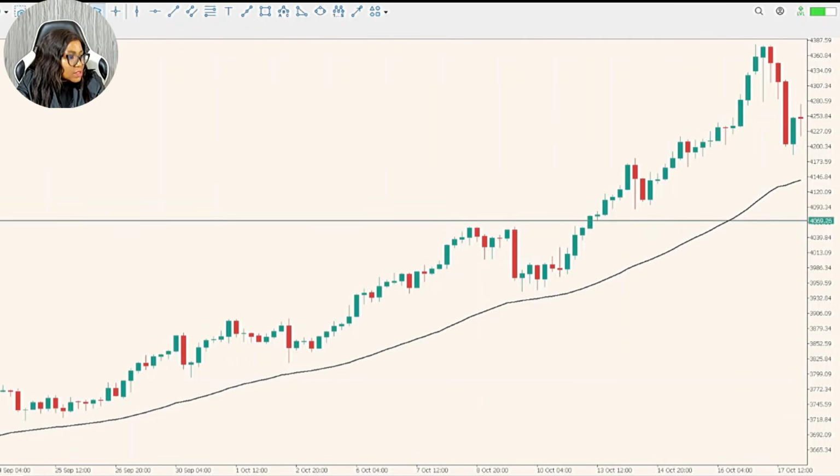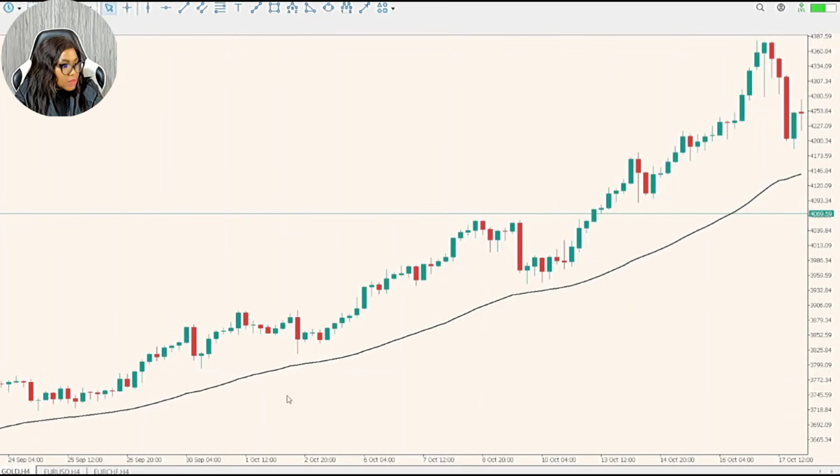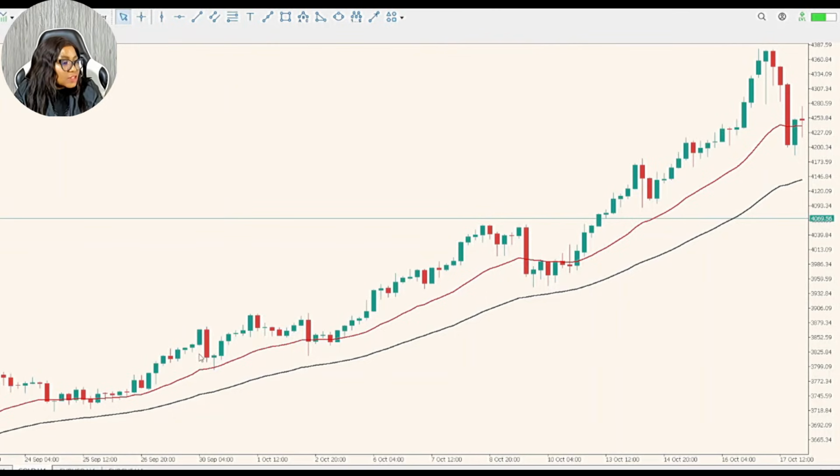Let me add the 20. I'm going to make that one red. And you see the 20 is also well respected. So the moving average can be another tool you can decide to apply. If price keeps respecting the same moving average, that can be a good opportunity for you to find an entry in the market. It can be your trend line. It can be the line you pay attention to in identifying the trend.